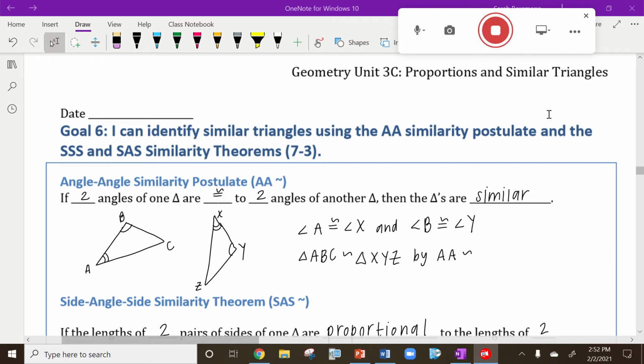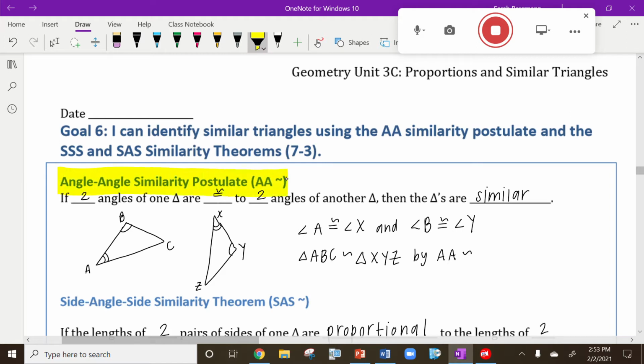Hello everyone. Today I will be teaching you how to identify similar triangles using the angle-angle similarity postulate and the side-angle-side and side-side-side similarity theorems. We have already learned some shortcuts similar to these to show that two triangles are congruent to each other. Now we'll be applying some of these to similar triangles.